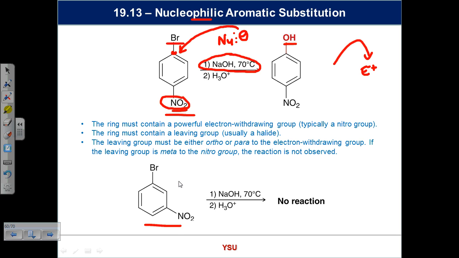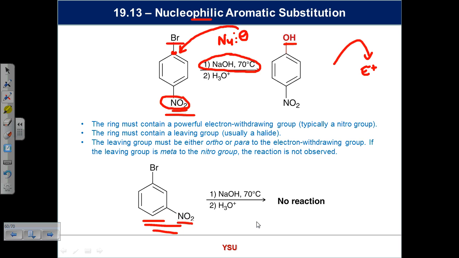Now, it's key to notice that at the bottom, it doesn't work with the nitro group at the meta position. And the answer will be, in the intermediate for this type of structure, the NO2 group is redundant. The NO2 group is in the wrong place. You can't put negative charge into that NO2 group if it's at the meta position. And when you draw the resonance structures, you'll see why.